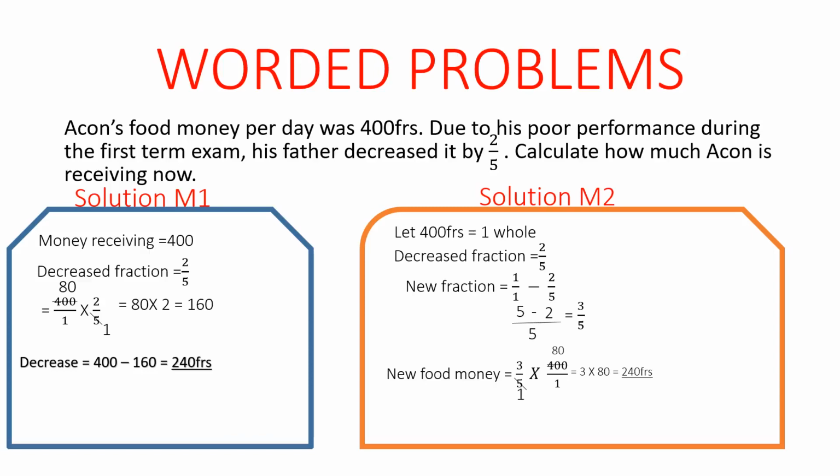So we see with method 1, we have the same answer. Method 2, we have the same answer. Method 1, you look for the share, then you subtract. Method 2, you look for the subtracted fraction, the fraction that has been removed. So from the whole, which we say let the whole be 1, we remove the fraction that has been decreased. Now we have the new fraction, which is 3 over 5.